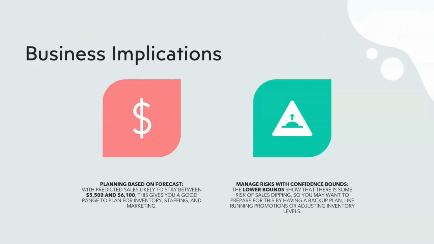Business implications. Planning based on forecast. With predicted sales likely to stay between $5,500 and $6,100, this gives you a good range to plan for inventory, staffing, and marketing. Manage risks with confidence bounds. The lower bounds show that there is some risk of sales dipping. So you may want to prepare for this by having a backup plan, like running promotions or adjusting inventory levels.